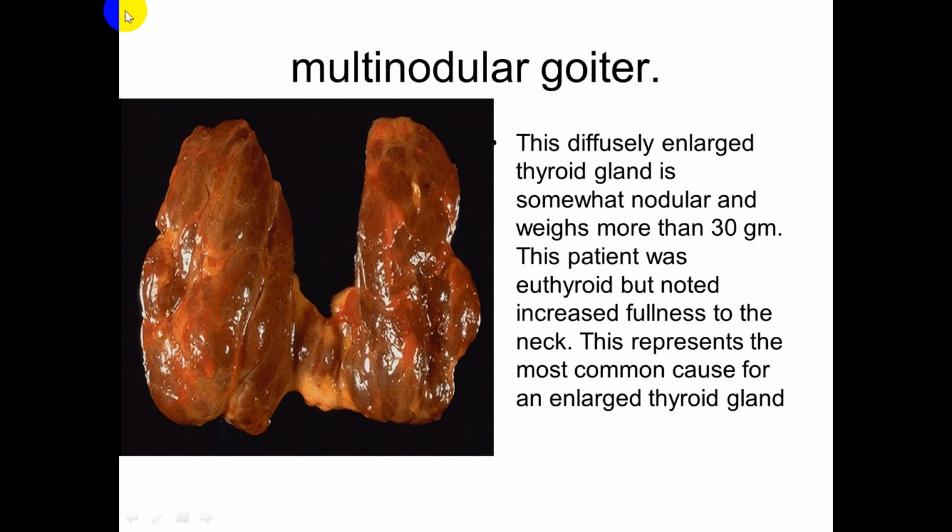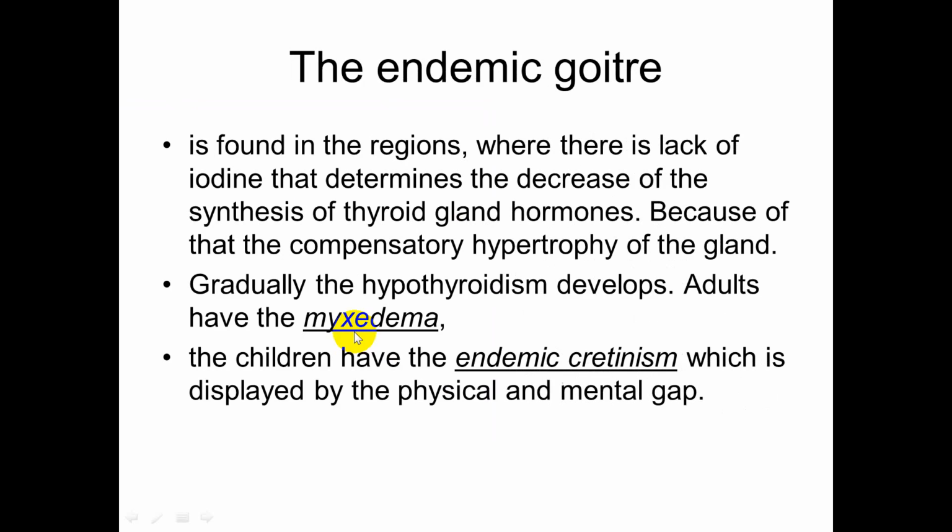This is macroscopically a picture of multinodular goitre. This diffusely enlarged, somewhat nodular thyroid gland weighs more than 30 grams. This patient was euthyroid but had increased fullness of the neck. This represents the most common cause for an enlarged thyroid gland.